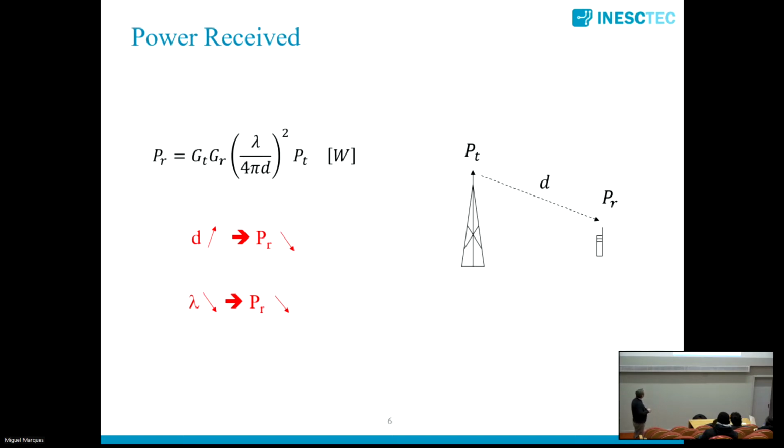And on the other hand, it is also well known that this power will decrease with decrease of wavelength. So that means that the higher the frequency of the carrier that is transmitted by this station, the smaller will be the power received. So these two relationships are important because, in 5G and 6G, we are walking towards higher frequencies. That means that because of that, we are going to have wavelengths that are smaller, and for the same transmitted power, we are going to have cells that will be smaller and smaller.